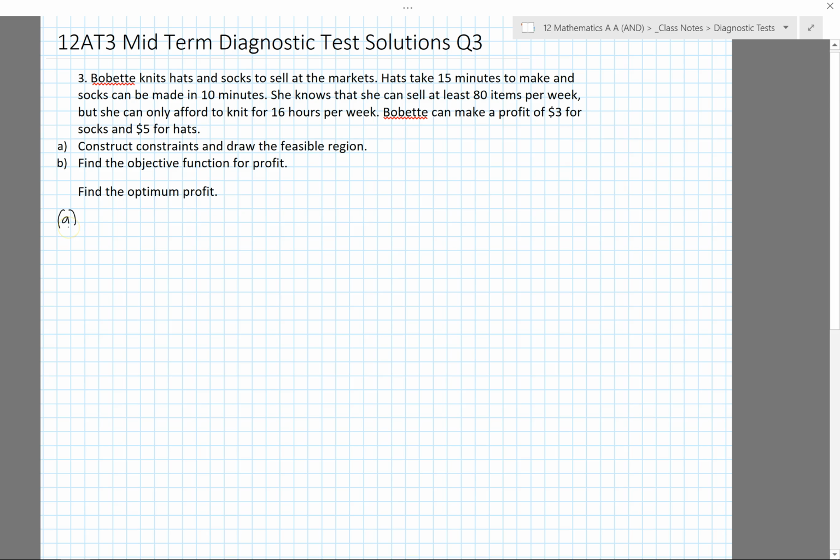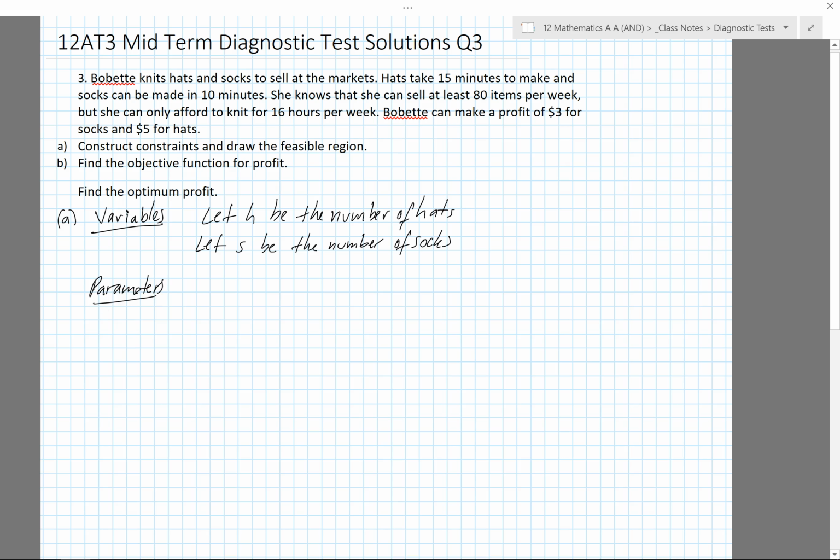If I need to construct constraints, I need to start by defining some variables. Okay, so I'll let H be the number of hats, and I'll let S be the number of socks. Okay, I better list the parameters in a meaningful way so that I can follow what's going on. So I'll put these in a table, hats and socks.